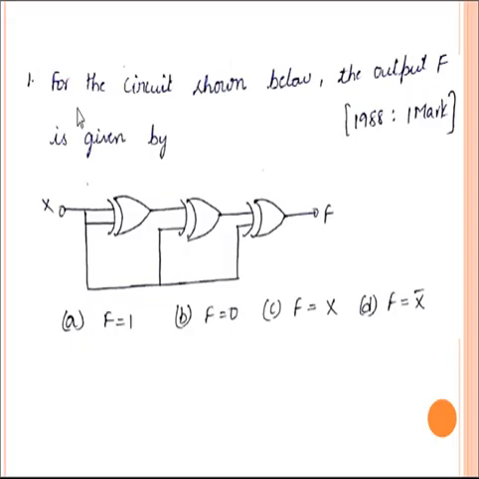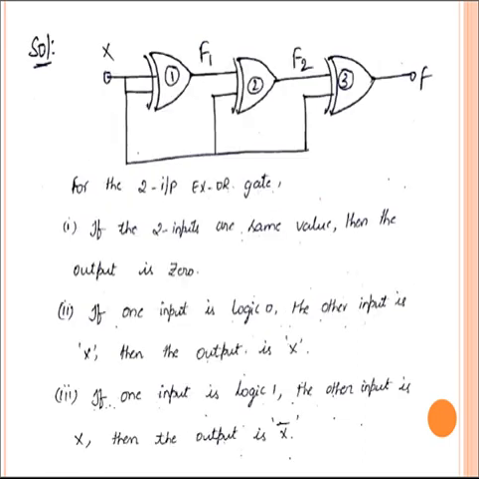Now first bit. For the circuit shown below, the output F is given by. Since the given circuit is a 2 input XOR gate, we have the following assumptions: if the two inputs are the same value, then the output is 0. If one input is logic 0 and the other input is X, then the output is X. If one input is logic 1 and the other input is X, then the output is X bar.